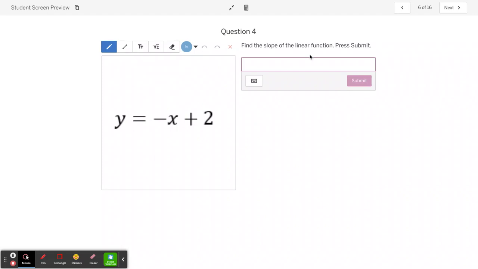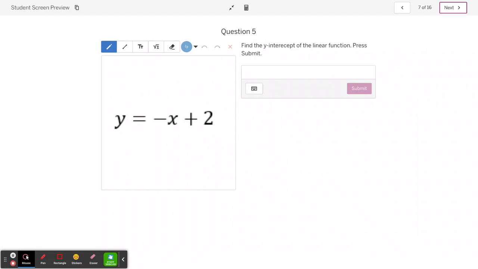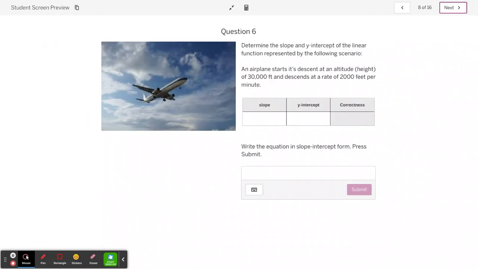Same thing as the first slide here. Find the slope of a linear function. All you need to do is find the slope on this slide. But don't get confused by the fact that the slope here doesn't have a number. It does. How many x's do you see right here? Well, there's 1, except that it's negative. So what is your slope? Yep, -1.